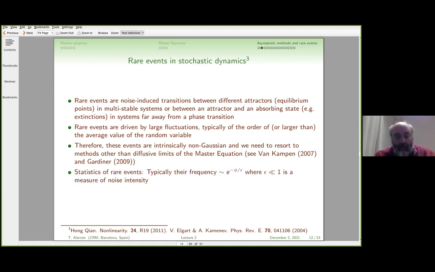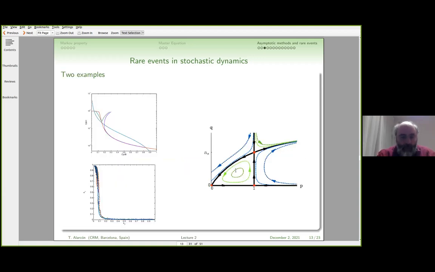The statistics of rare events. Typically, the frequency of a rare event is, asymptotically, where epsilon is the inverse of the system size, so the amount of noise in the system, basically the exponential of the inverse of the noise, or the system size, multiplied by some quantity phi. The issue here is how to calculate or estimate this quantity phi.